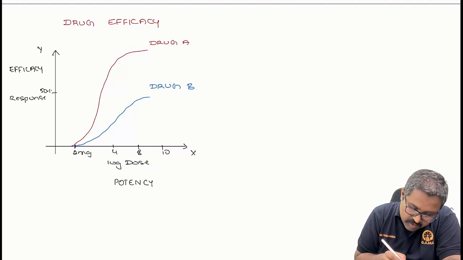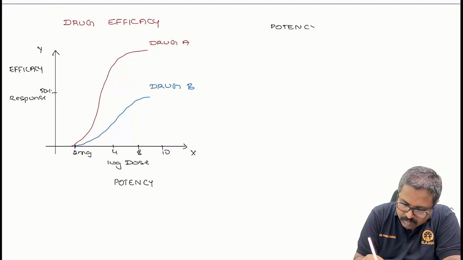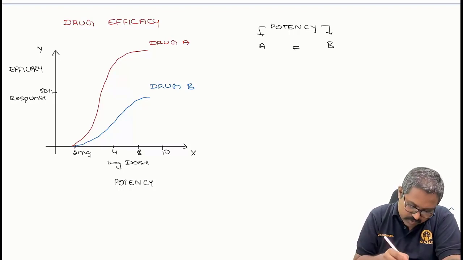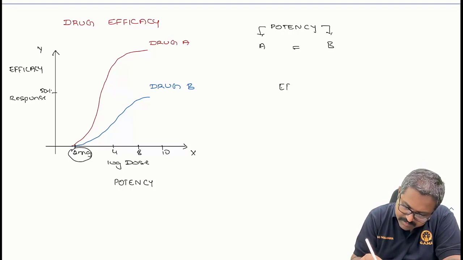So please remember what is the potency of drug A and drug B. If you take the potency of drug A and B, they are the same, they are equal, so it is 2 milligrams. So what is happening to the efficacy?